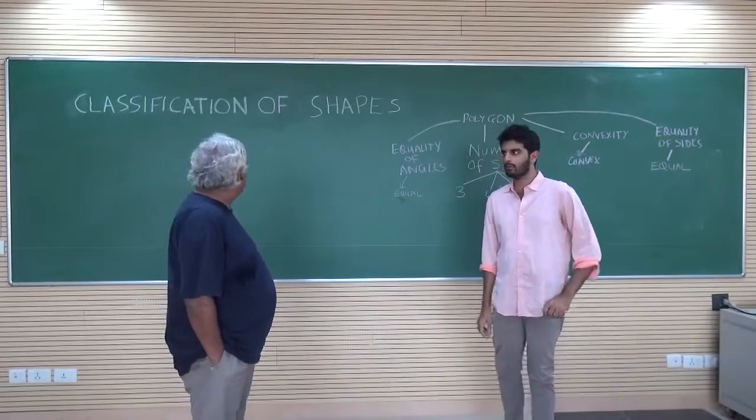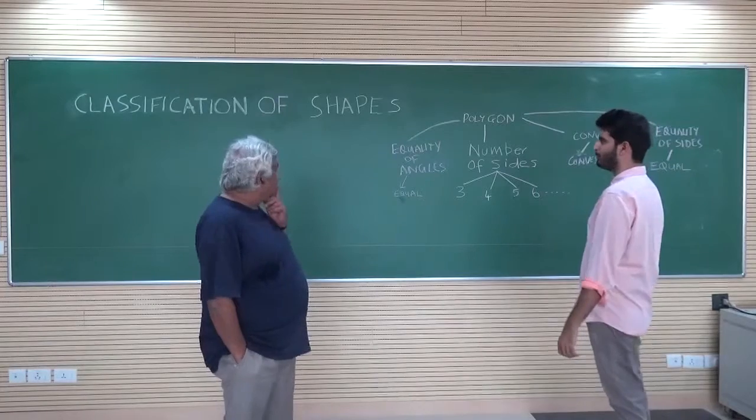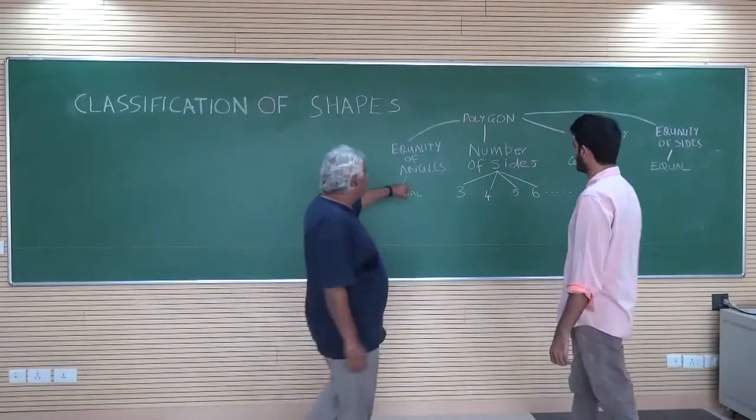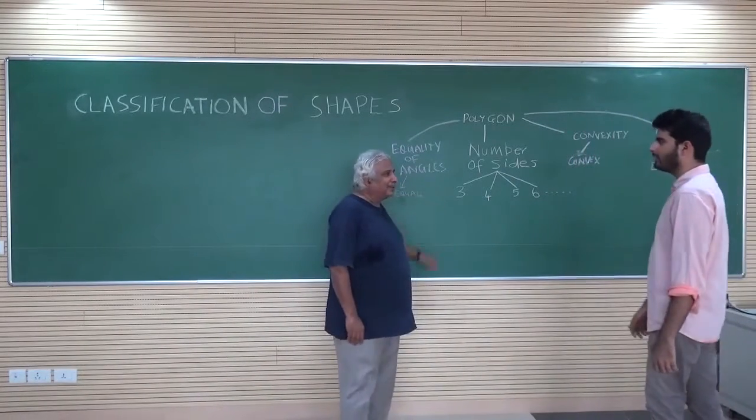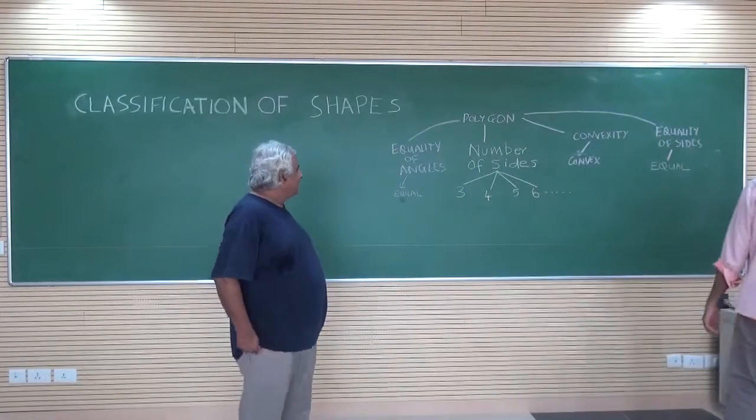Okay, so looks like we're going to talk about geometry and classification of shapes. So that means this is some kind of graph theoretic representation. And we had talked a little bit about classification of shapes. Let's do that.